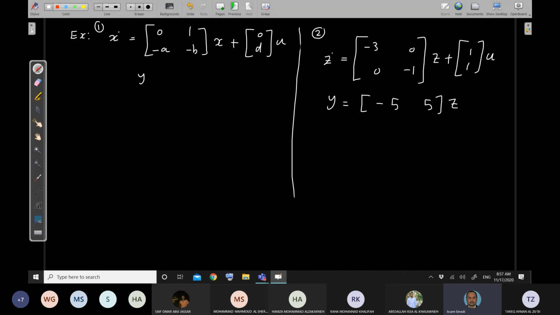And here I'm having Y, which will equal [10, 0] multiplied by the X. So here I'm having a system which is represented in the phase canonical form, the first method. Also the same system represented in the diagonal form. And if you notice, I changed the state variable, yes?